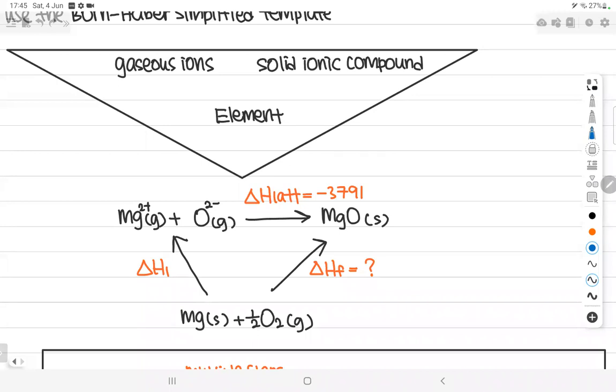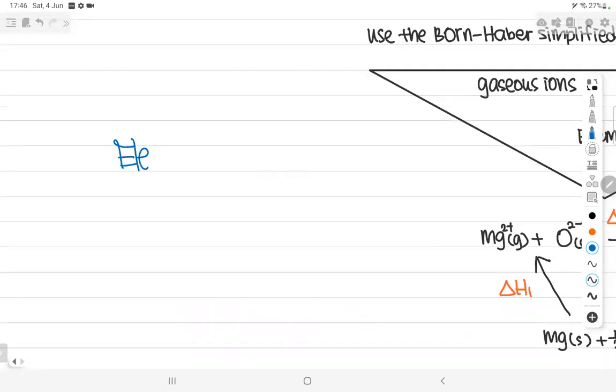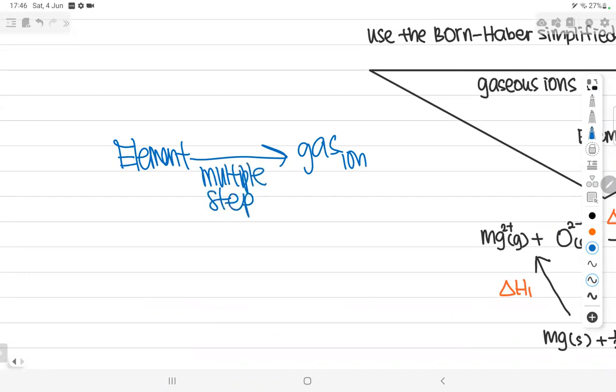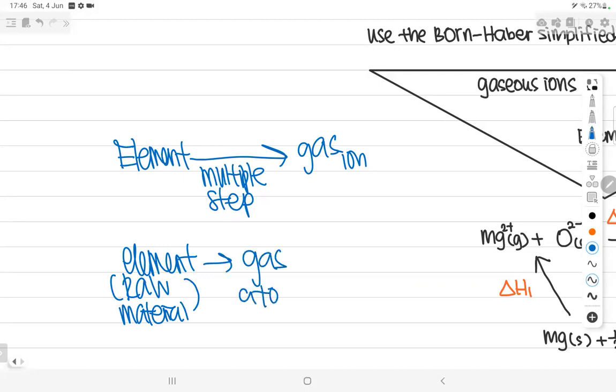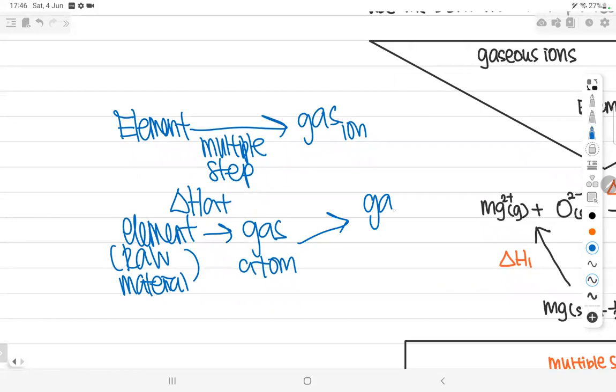So now we always focus on this part, the multiple step. So remember again how to do the multiple step. This is element, this is gas ion. So let me revise in 1 minute again. If you want to change from element to gas ion, it involves multiple steps. How you do the multiple step? You change the element, which is the raw material, all the way to become gas atom first. So when you change raw material become gas atom, that is enthalpy of atomization. Then the gas atom, you want to make it become gas ion.